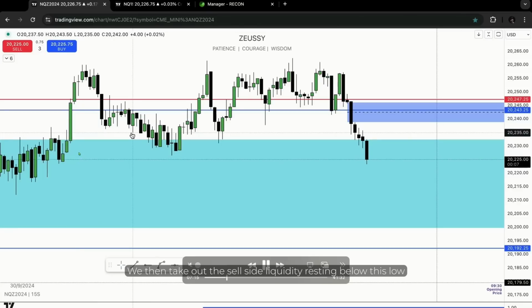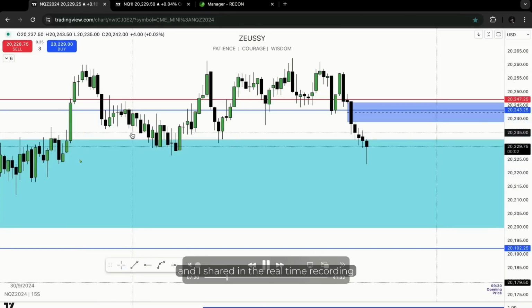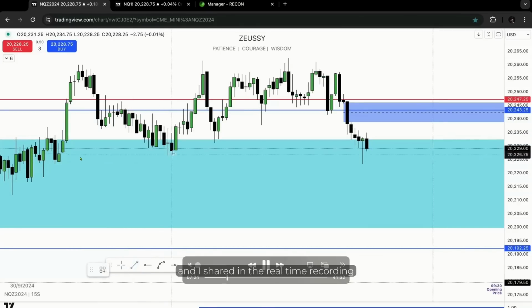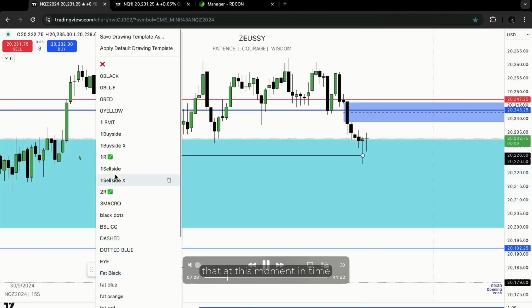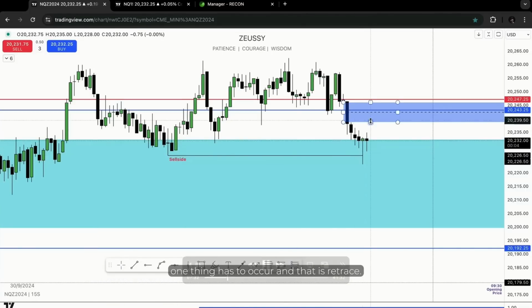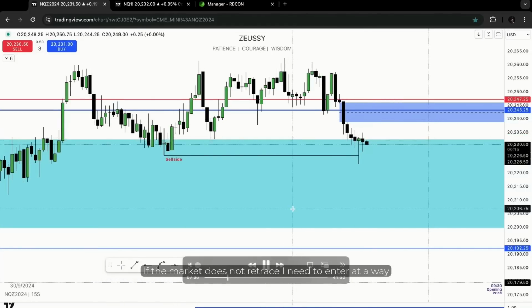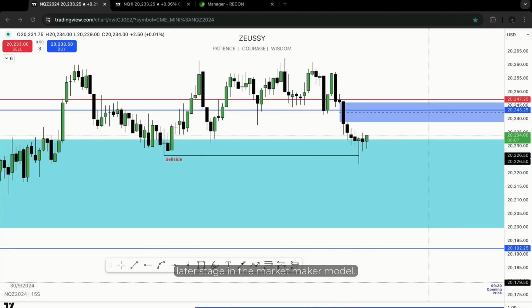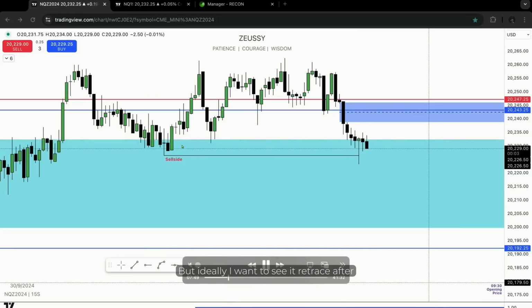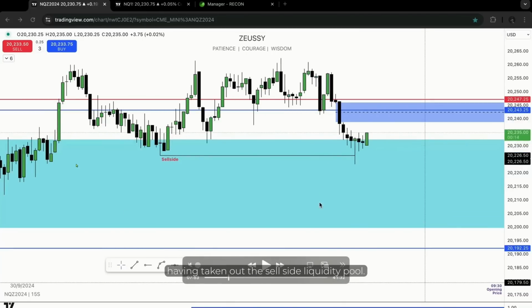We then take out the sell-side liquidity resting below this low, and I shared in the real-time recording that at this moment in time, one thing has to occur, and that is a retrace. If the market does not retrace, I need to enter at a way later stage in the market maker model. But ideally, I want to see it retrace after having taken out this sell-side liquidity pool.